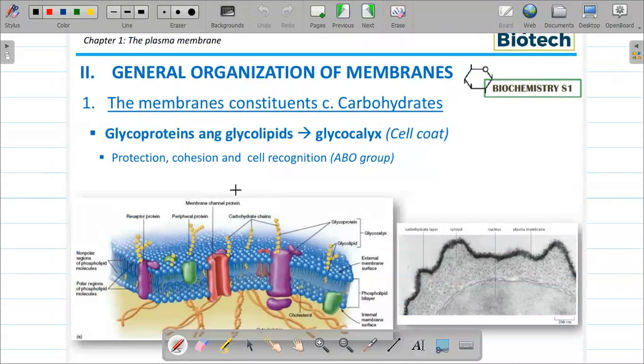So, the plasma membrane is not only made up of lipids and proteins. Can you say how the organization of lipids is arranged in a plasma membrane? Can you just tell me how it is arranged? Only the lipid part, sir, alone.